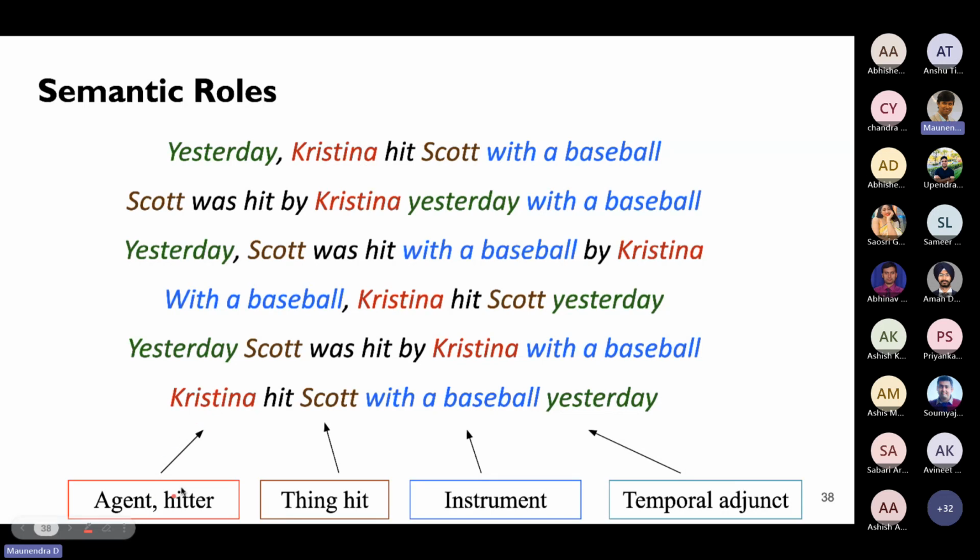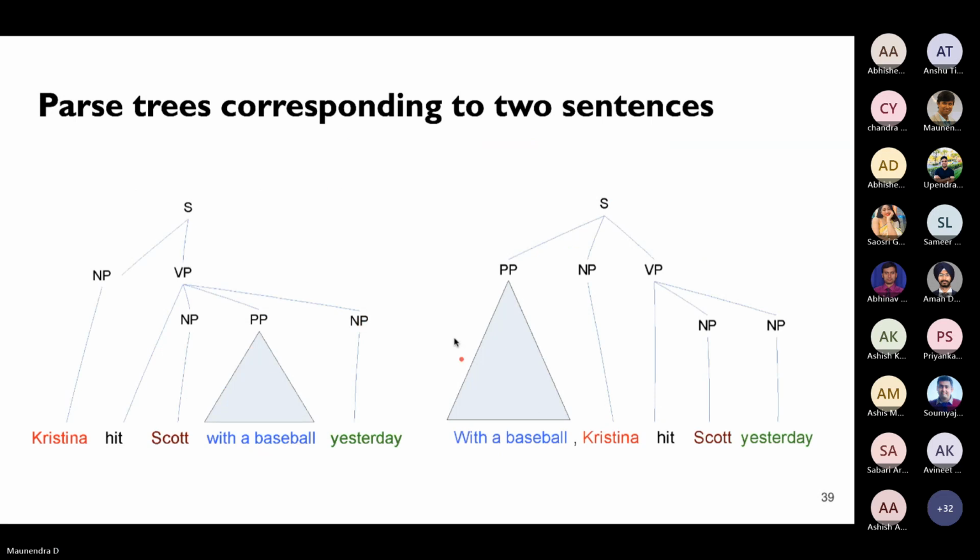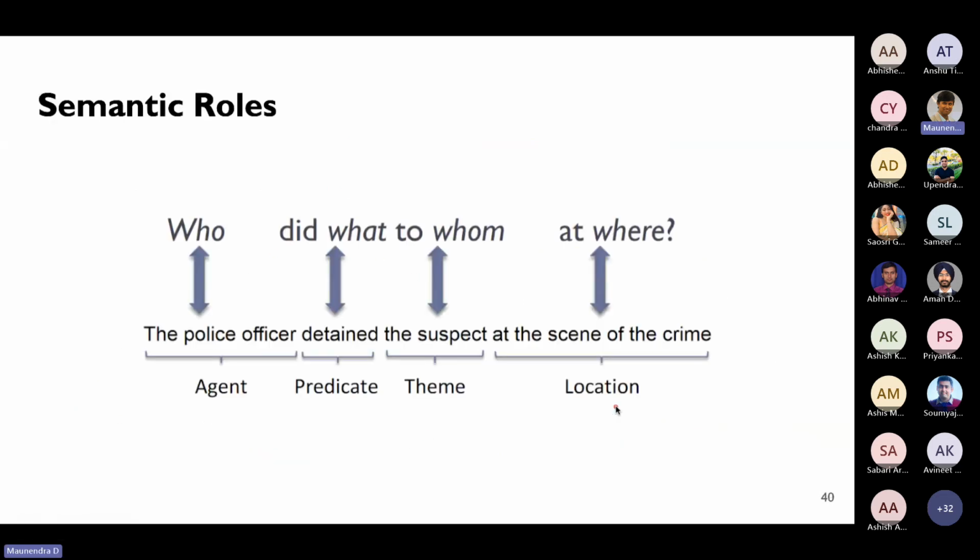Christina is the person who was the agent, who carried out the action, who was the hitter. The thing or person hit is Scott. That role remained the same across the sentences. With a baseball is the instrument that is used for the hitting, and the temporal adjunct is when this was done. So the parse trees will look different, but the roles will be the same. Semantic roles could be of the form like who did what to whom at where.